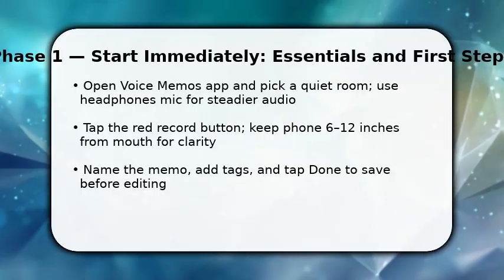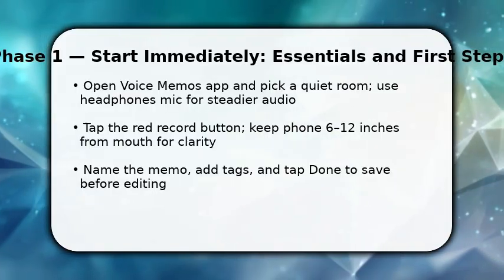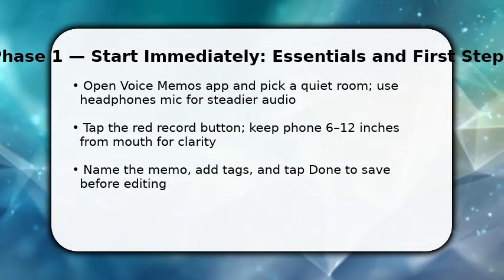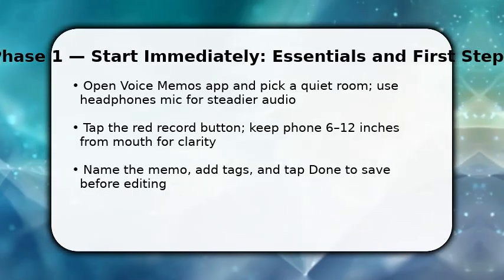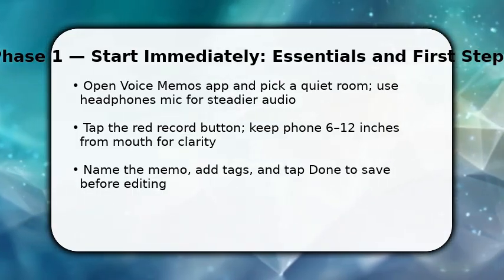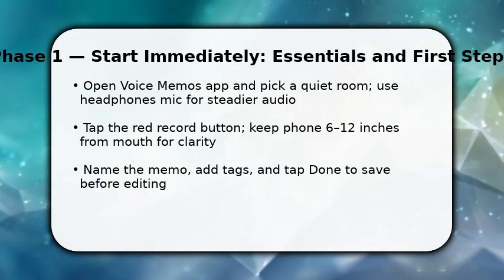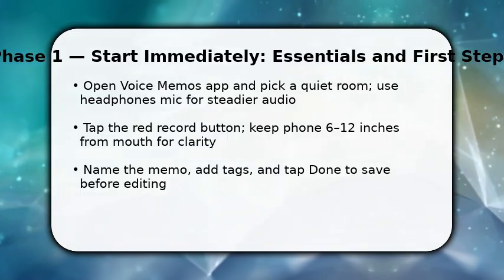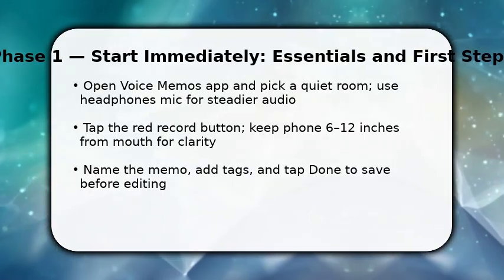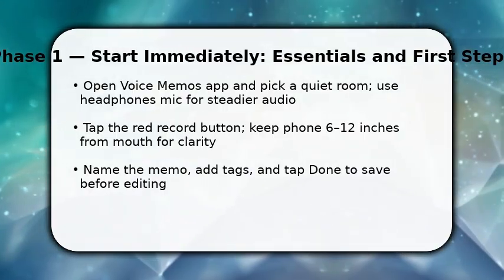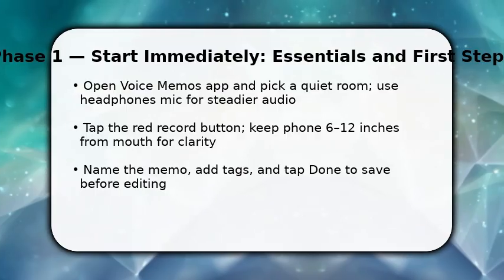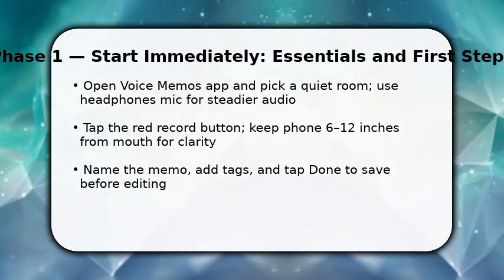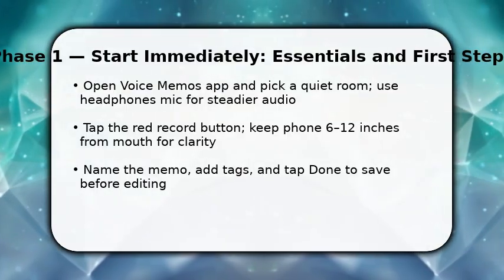You start by opening Voice Memos and capturing a clean clip now. Once you tap the red record button, speak in short takes and pause between ideas. This makes edits easier. Make sure your phone is steady and 6 to 12 inches from your mouth so levels stay consistent. When you stop, name that memo clearly so you can find it later, and tap Done. These first steps save time during editing and keep your YouTube workflow smooth and repeatable.